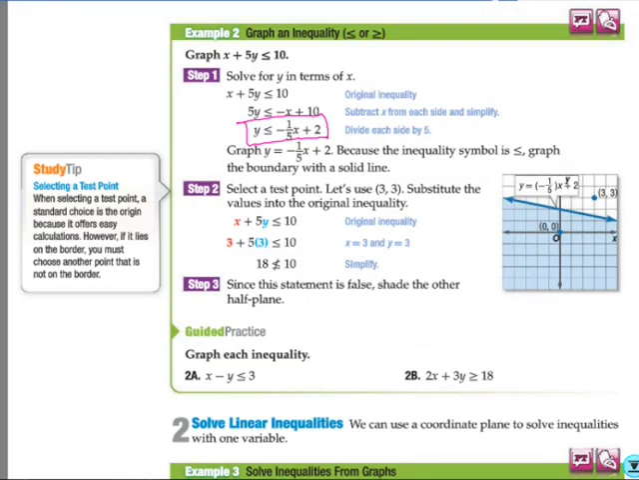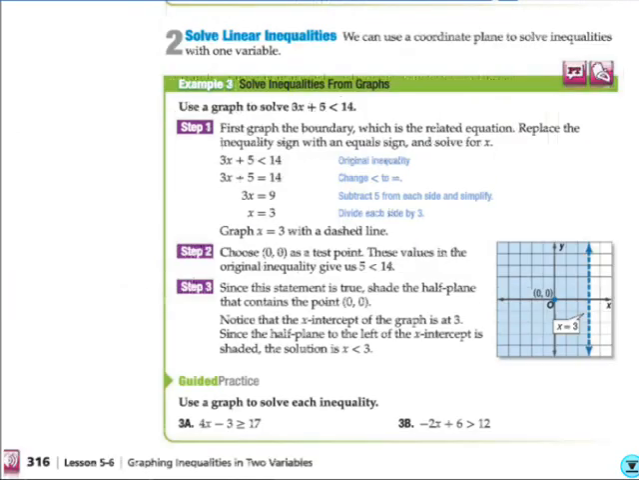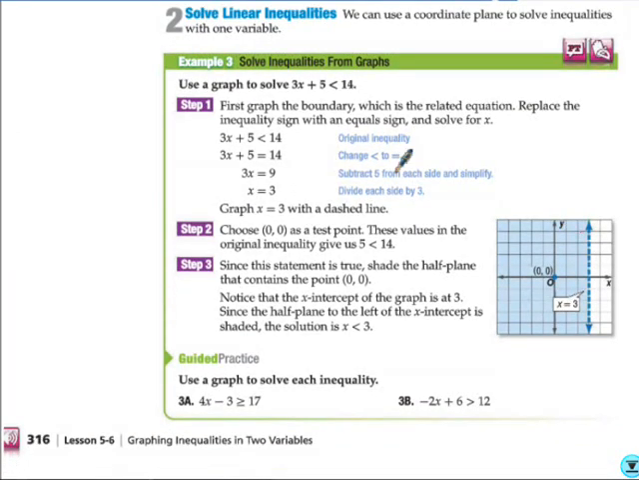Let's go back and take a look here. We can use a coordinate plane to solve inequalities with one variable also. For example, we could graph any of these because of what we know about them. So I could just graph those. If we have 3x plus 5 is less than 14, I would subtract 5 from both sides and then divide by 3, and I end up with x is less than 3. Well, I can put that on a coordinate plane. It's a dashed line, it's a vertical line, and it's everything to the left. Really simple as that, because less than is this way.